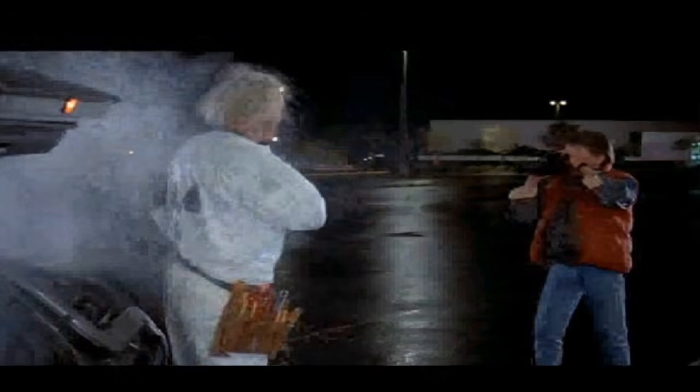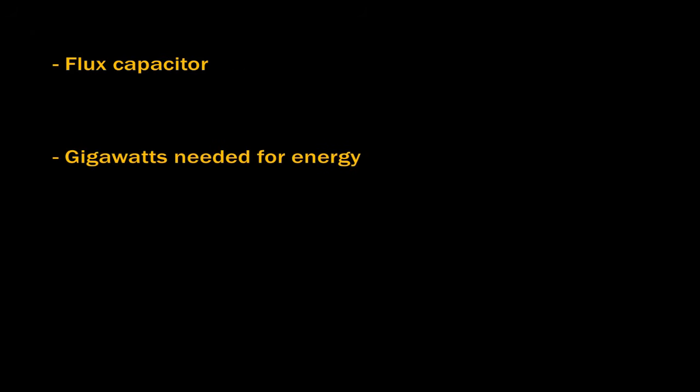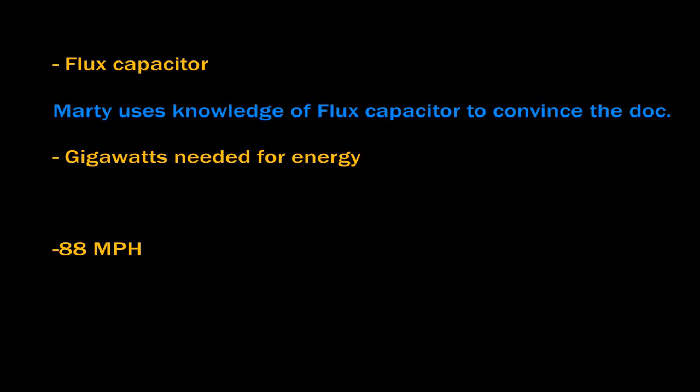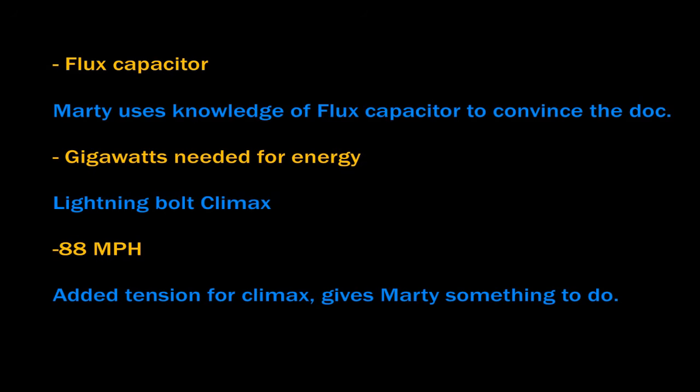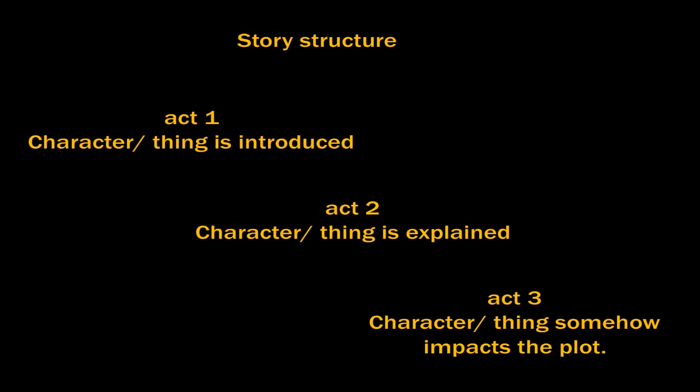Hey, you know Back to the Future, right? So there's a scene where Doc Brown explains things about the DeLorean, flux capacitor, gigawatts and speed needed, and exposition. But hey, guess what? It pays off. The flux capacitor? Marty uses it to convince 1955 Doc that he's indeed from the future. The gigawatts and 88 miles per hour are huge parts in the climax. In fact, the whole climax is all about subplots and previous facts clashing together. That's what makes a story satisfying. Things are introduced and then pay off. That makes a good story.